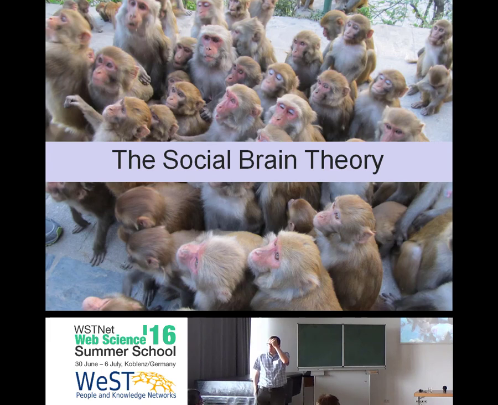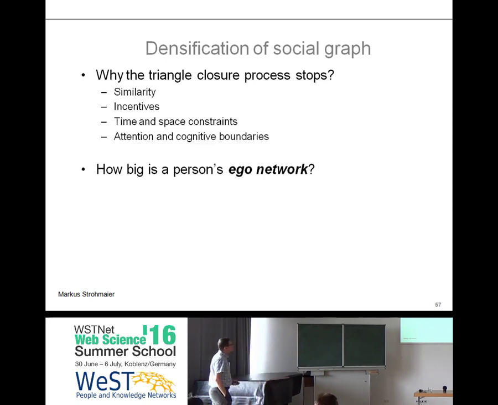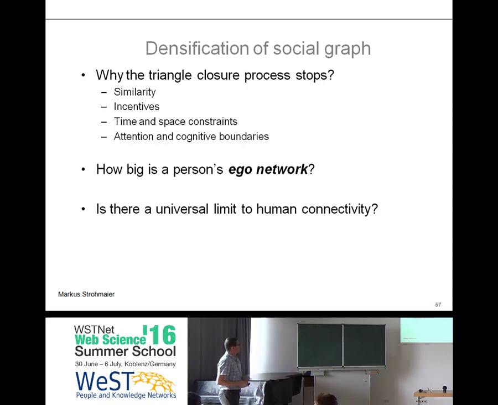That leads us to the third theory, which is related to the question of why the triangle closure process stops. And that's something that we can observe. In other words, the question is, how big is the network of one-hop connections to other people of a given person? It seems that when we look at friend relationships in the real world or in social media, at some point the rate at which new connections are created slows down.